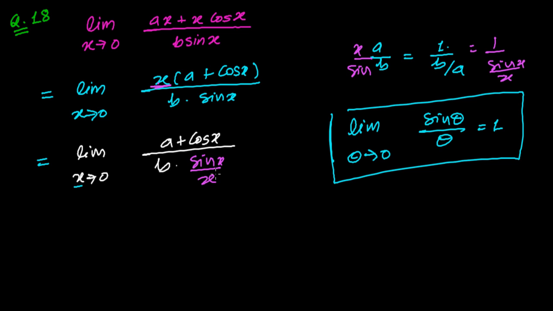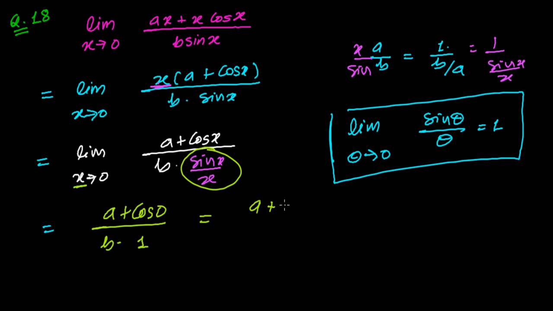And this time we are not going to get denominator 0. So as we are not going to get denominator 0, we can directly plug in our values. X tends to 0, so it will be a plus cosine of 0, and this is b, and for this all you can directly write 1, and our answer is going to be (a plus 1) divided by b. That's our solution.